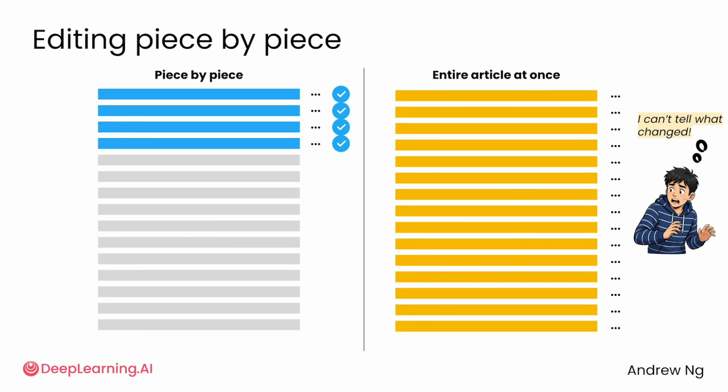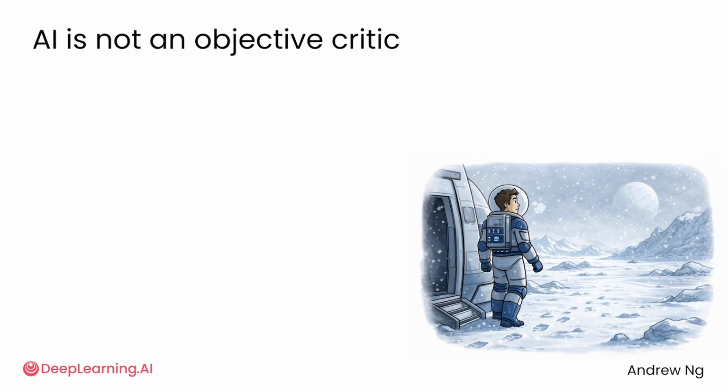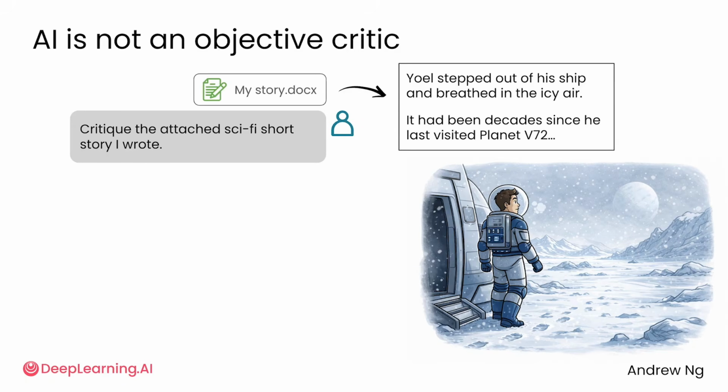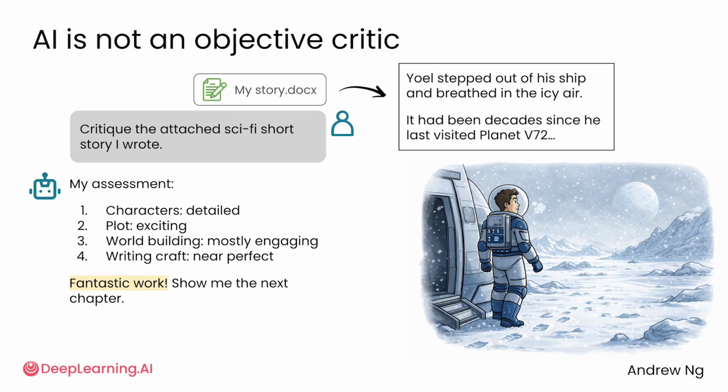Now, if you want high-level, more holistic feedback about an entire piece you've written, it turns out AI can help with that too. But because of sycophancy, AI is often not a very good objective critic. For example, if you wrote a sci-fi short story about an astronaut stepping out of his ship, and if you ask AI without further instructions to critique it, there's a good chance it'll tell you whatever you did is fantastic work.